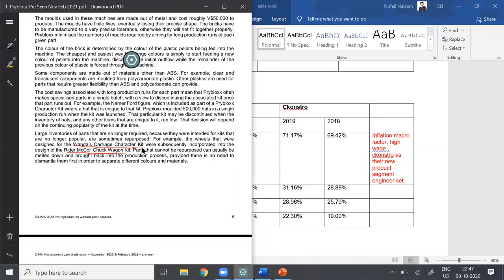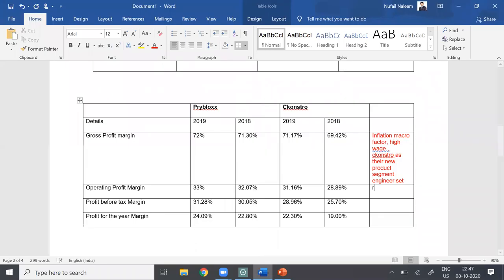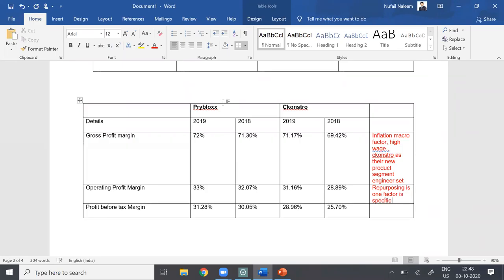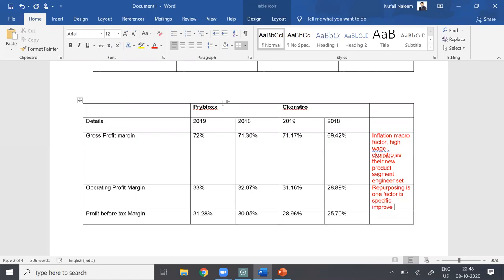Recycling and repurposing. So students, that is a very important thing. Can we write down here, repurposing? Repurposing is one factor that I can specifically say here, because I can generally say that it will improve efficiency. Agree or not agree? Yes or no?